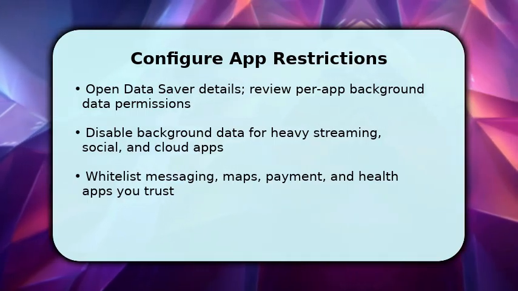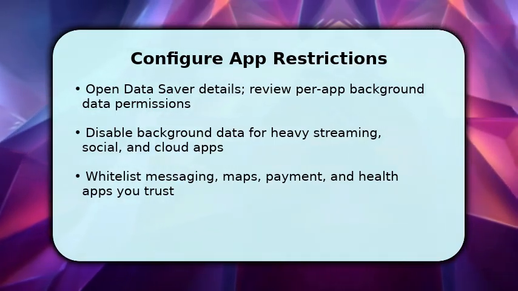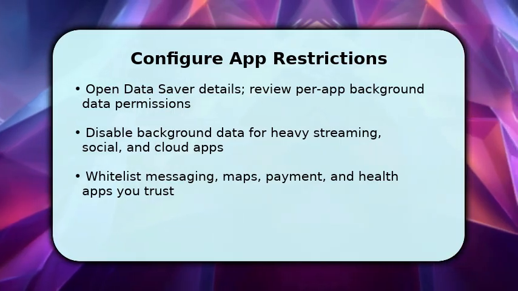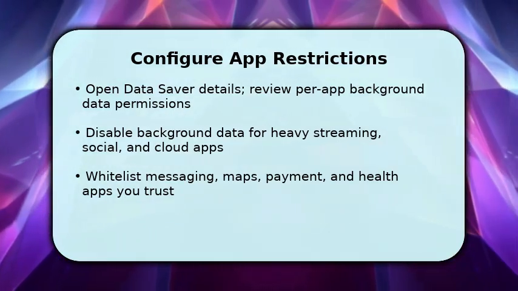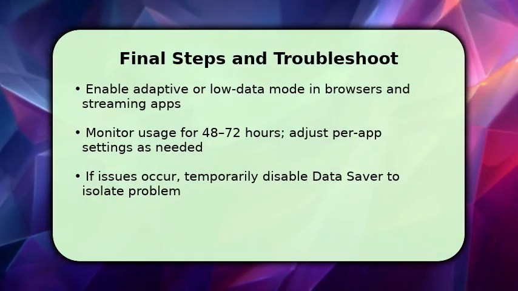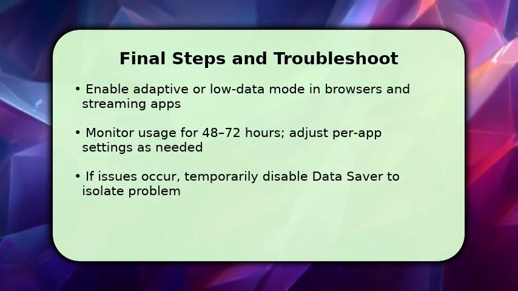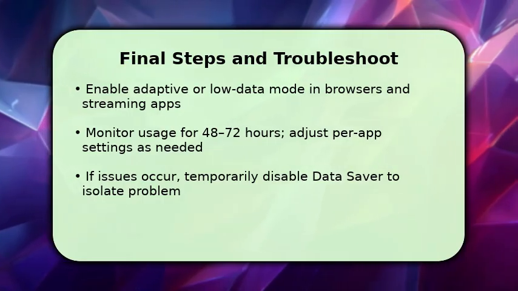At the same time, whitelist essential apps like messaging, navigation, and banking so critical notifications still arrive without glitching. Finish by enabling adaptive or low data modes inside browsers and streaming apps to reduce quality and save bandwidth.